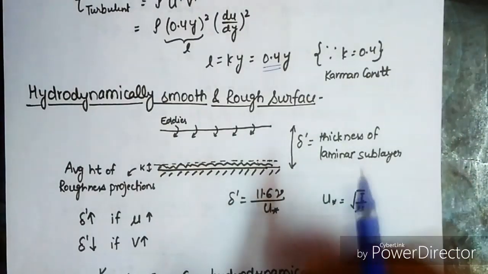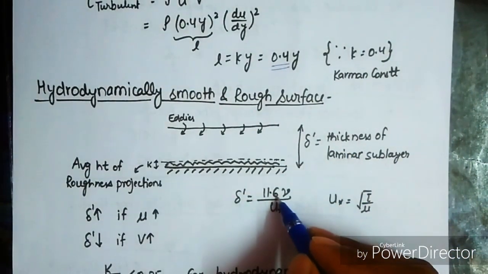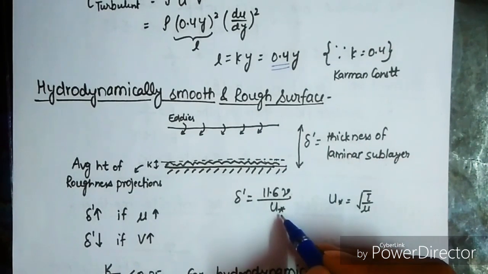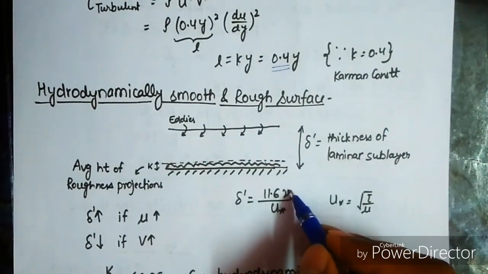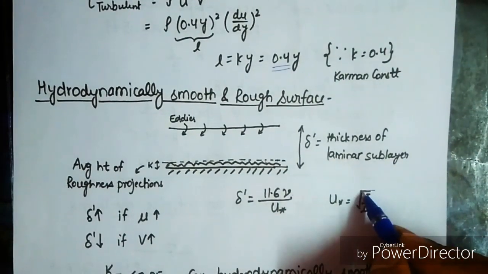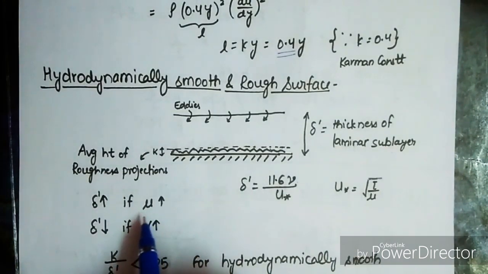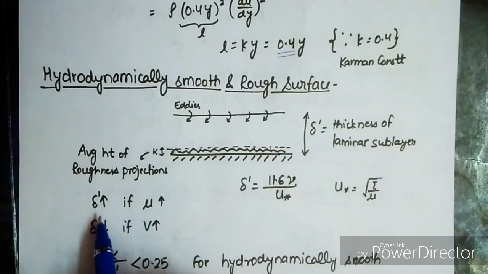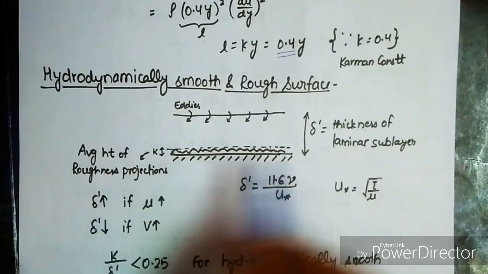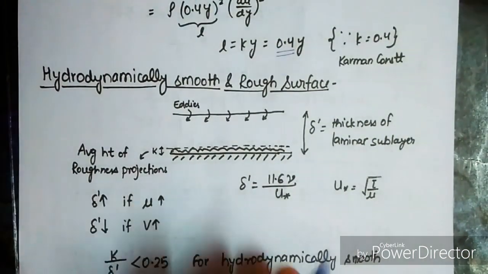So here we can see the formula for the thickness of the laminar sublayer equals 11.6 nu upon u star. Nu is the kinematic coefficient of viscosity and u star is the square root of tau by rho. When mu, the dynamic coefficient of viscosity, increases, then the thickness of the laminar sublayer also increases. But if the velocity increases, then the thickness of the laminar sublayer decreases.